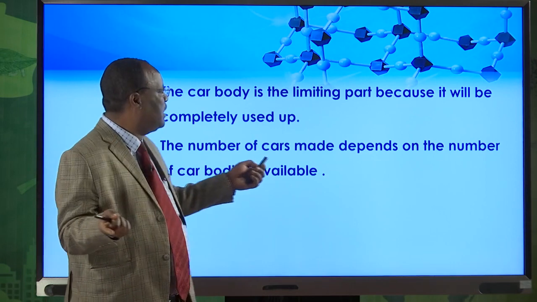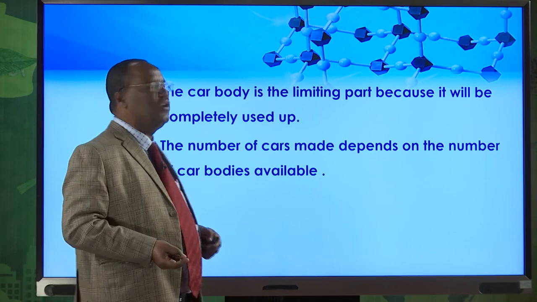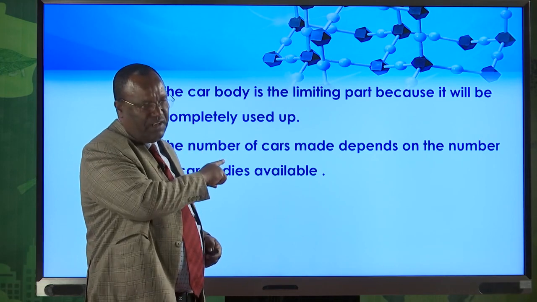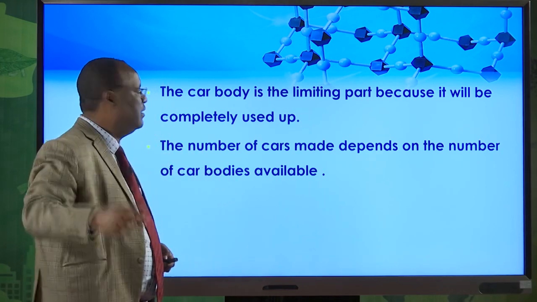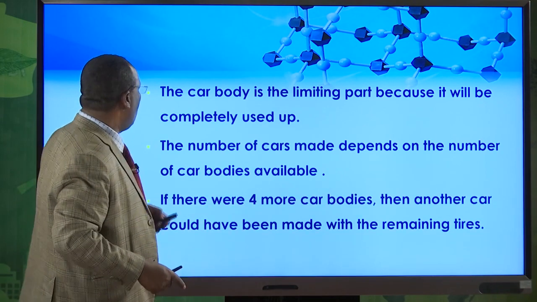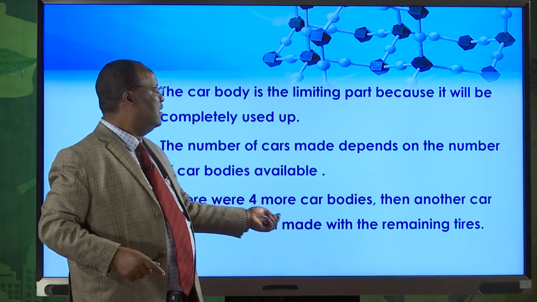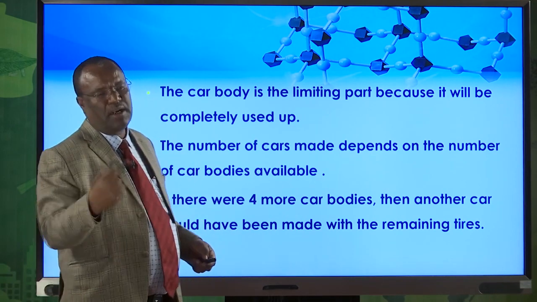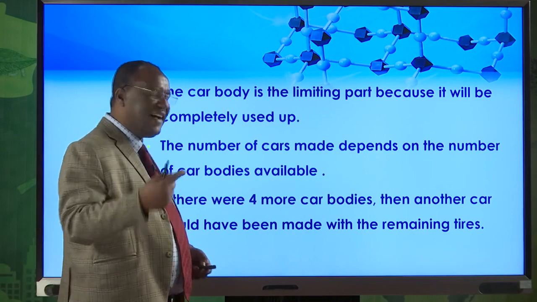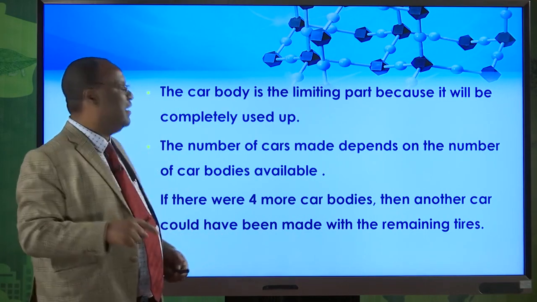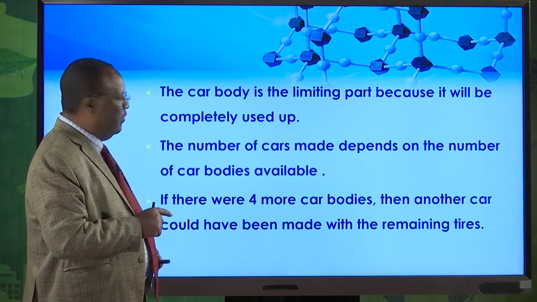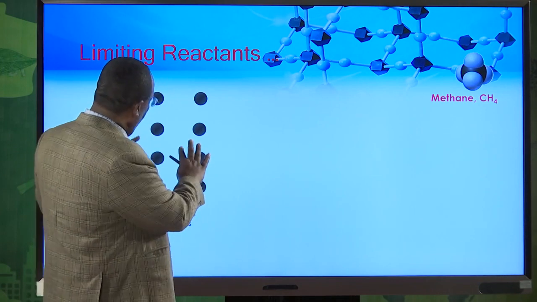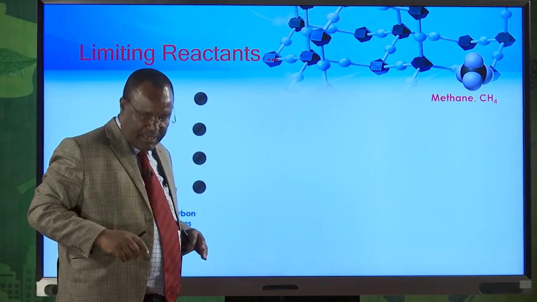The number of cars depends on the number of car bodies available. So the number of car bodies available limits the number of cars that can be constructed. If there were 4 more car bodies, then another car could have been made with the remaining tires. Around 16 tires remain, so the tires are in excess and the car bodies are the limiting part for the formation of the cars. Let's come to the reality of chemical reactions.